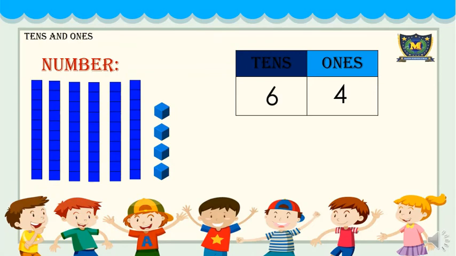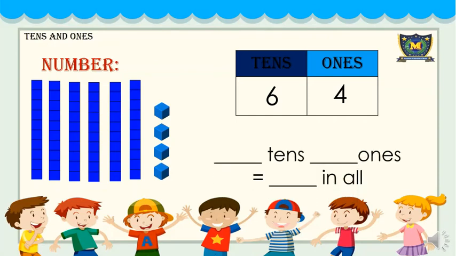Great job. Okay, let's add them. For tens, we have here 6 tens, and the value for 6 tens is 60. And how many ones do we have here? Well done, it's 4. In all, we have here 64. Great job. So the number formed here is 64. Great job!